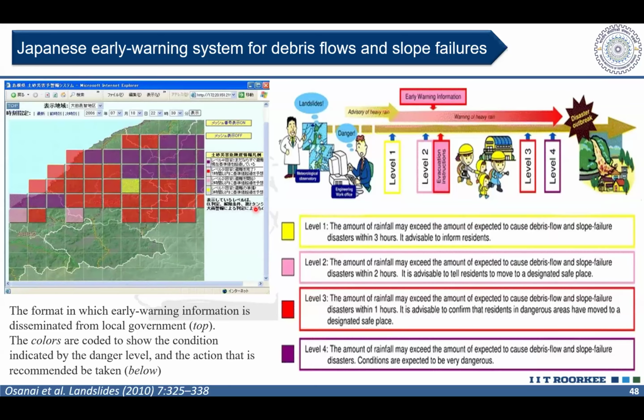If we can use our numerical models or our process understanding to develop some thresholds that will be useful for the national landslide forecasting system, then that is what we need to see. So this is the schematic of how the Japanese government is actually giving the early warning information. It is actually taken from this paper.